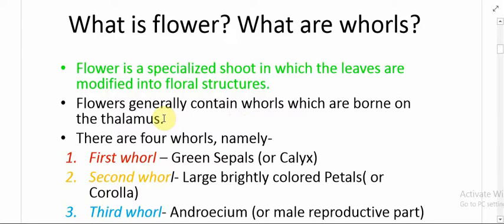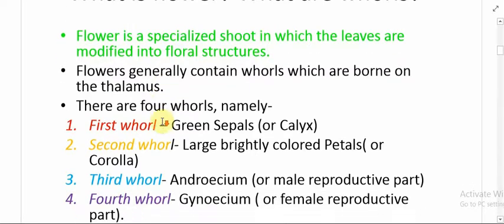Flowers have so many colorful flowers. If you just remember that China rose, which is more abundant in our surroundings, and also the rose, the lotus, all those flowers, they are very bright colored. Those bright colored things are petals. Okay, in the next slides, we'll get to see that.